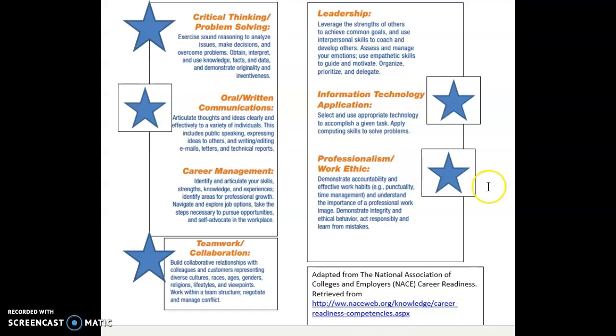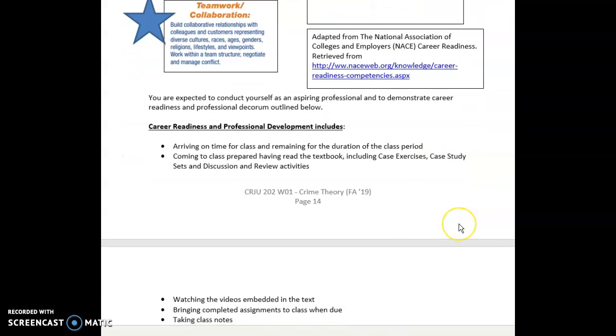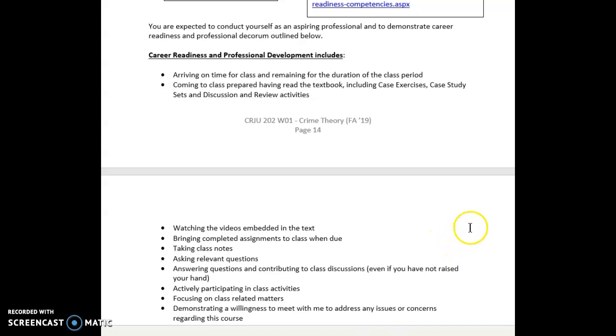What we know, based upon the National Association of Colleges and Employers, who surveyed employers as to what they need graduates to be able to do to hit the ground running and to be good job prospects, is: critical thinking, problem solving, written and oral communication, ability to apply information technology, a professional work ethic, teamwork and collaboration. Therefore, the expectations in this class and the way the assignments are constructed reflect those career readiness and professional development goals.